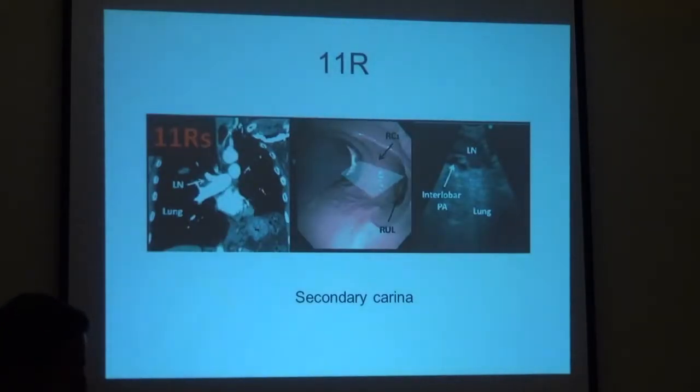So this is the 11RS, which is actually more commonly sampled. You can see it here.